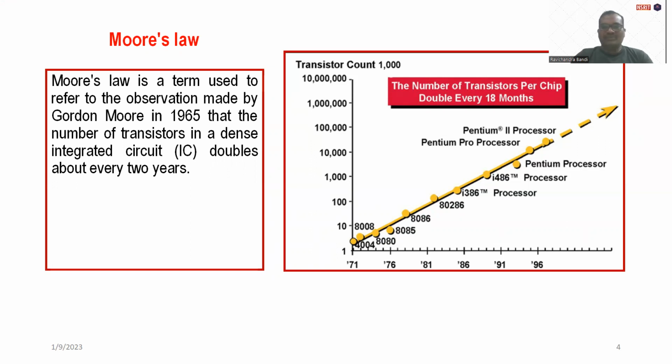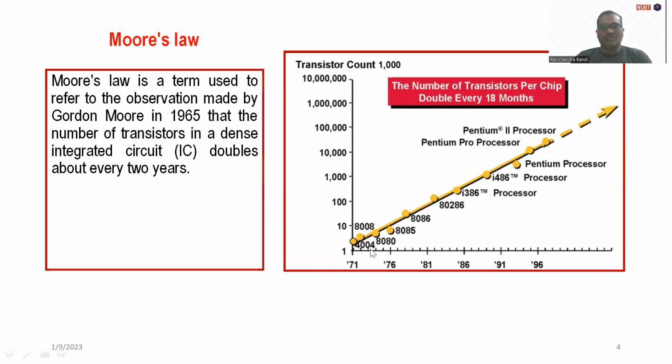If you see the graph, from 1971 to 1996 to date, the x-axis indicates the year and the y-axis indicates the number of transistors, or transistor count, on a single IC. According to Moore's law, the number of transistors per chip doubles every 2 years.